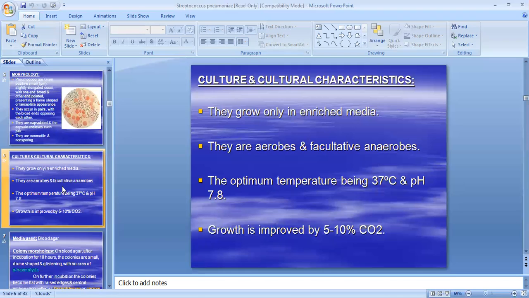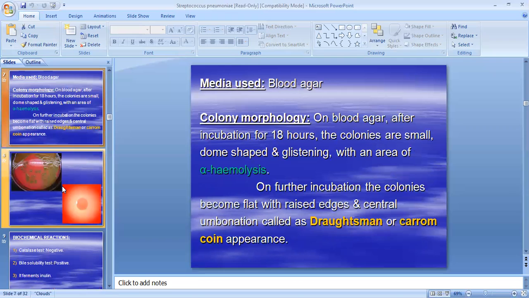The culture and culture characteristics include: they grow only in enriched media. They are aerobes and facultative anaerobes. The optimum temperature is 37 degrees and pH is 7.8. The growth is improved by 5 to 10% carbon dioxide. The media used is blood agar.